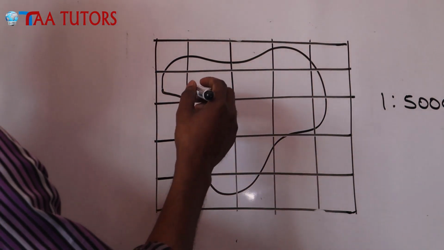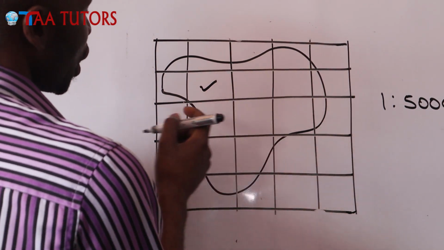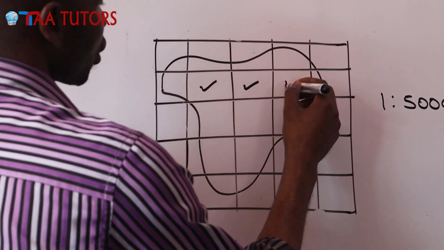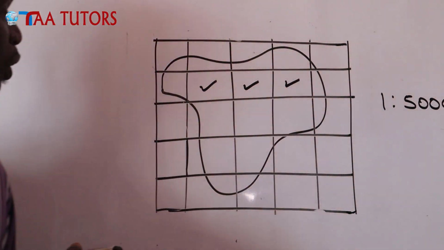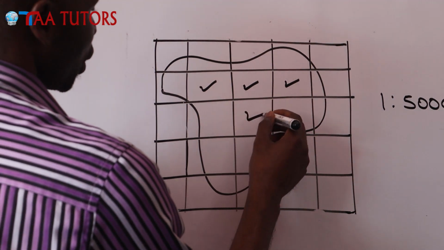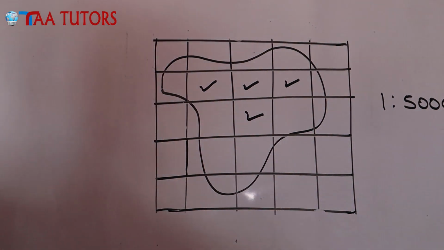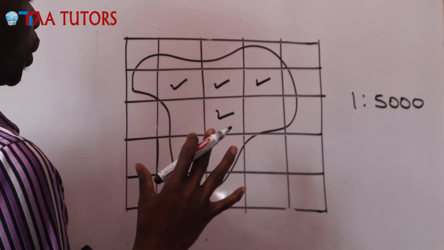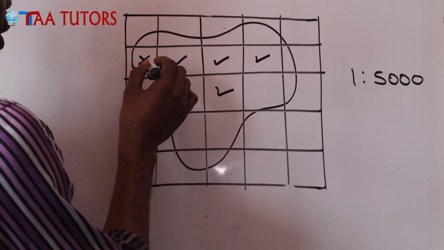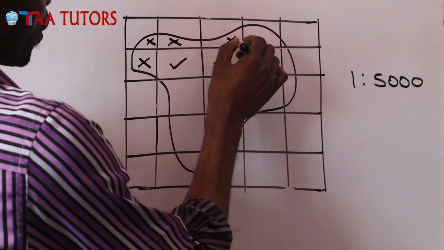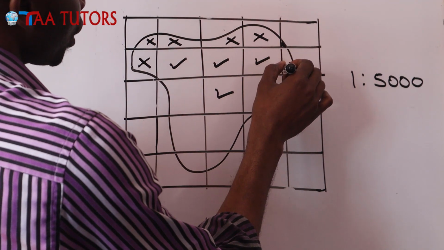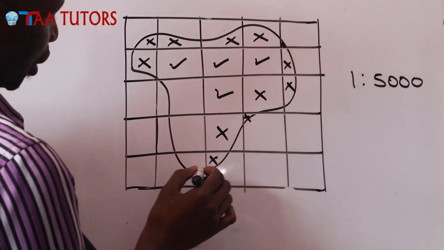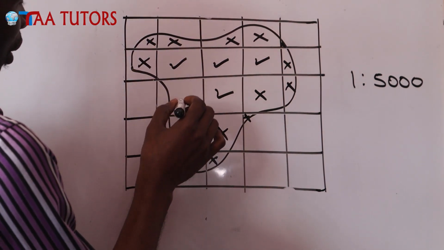I'll use ticks to identify complete squares. This one is not very complete, but I'll take it because we are estimating. So I'll use my judgment to decide which one is complete and which one is not. I identify that there are 4 complete squares. But we also have to identify incomplete squares, and I'll use crosses for those. There are these ones, a small one here, one here, here, one here, this one, this one, and this one.